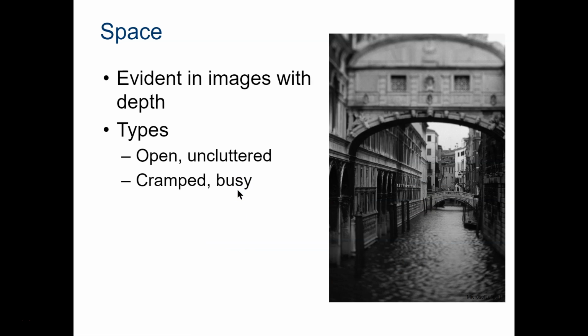Spaces can also be open and uncluttered, or cramped, cluttered, and busy. This image represents something that is cramped and busy. We can barely make out the sky in the distance. The water is a boundary for us, but it leads our eye towards a bridge. The buildings lead our eye up to the arch that's right in front of us. It blocks our view of the rest of the sky.